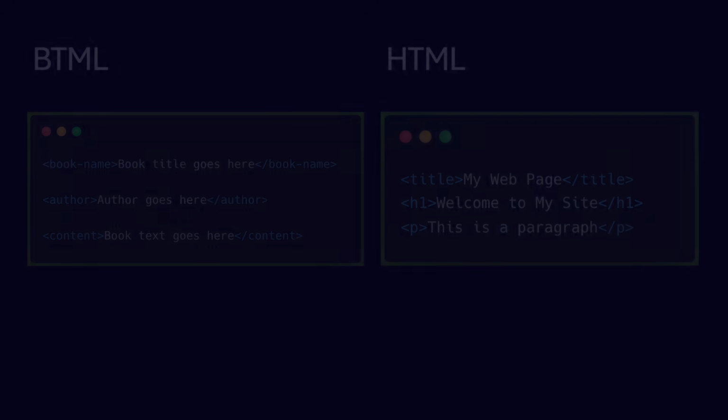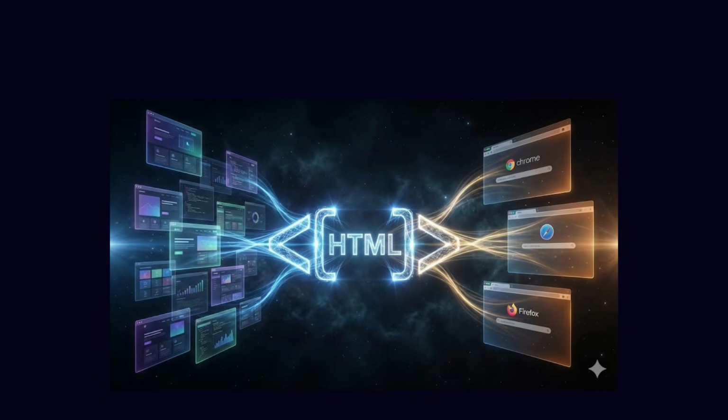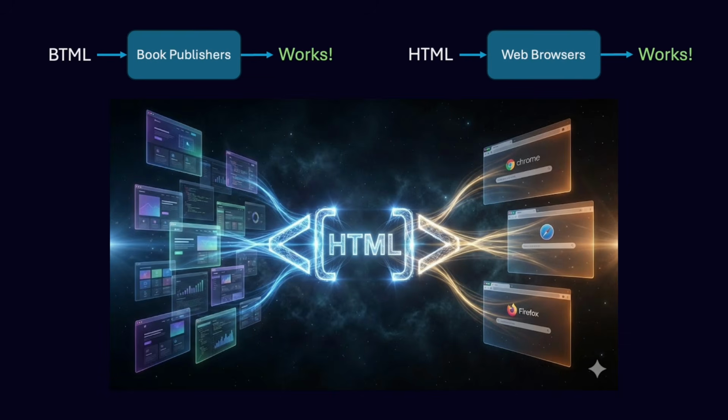This standardization is why any browser can display any website and why any developer can create content that works on all different browsers. The web became scalable because everyone agreed to use the same structure. Just like our publishing business, browsers can efficiently process content because they know exactly what format to expect.